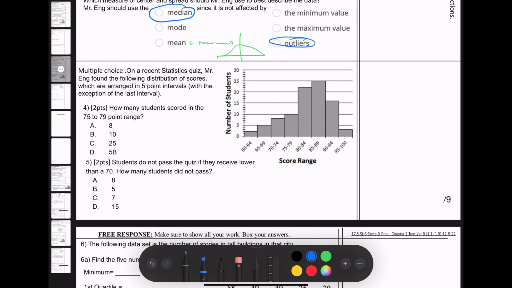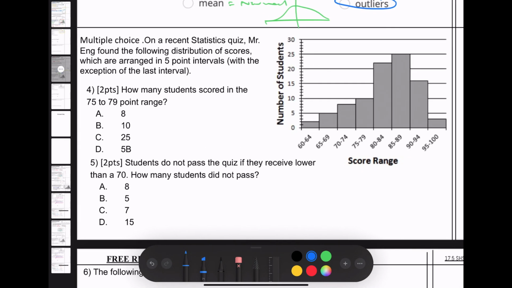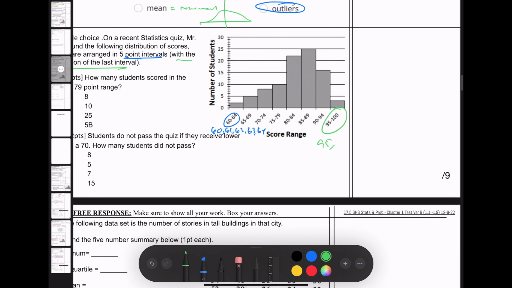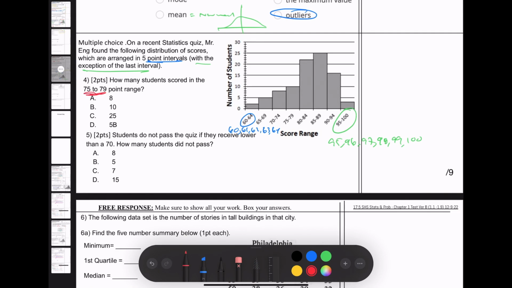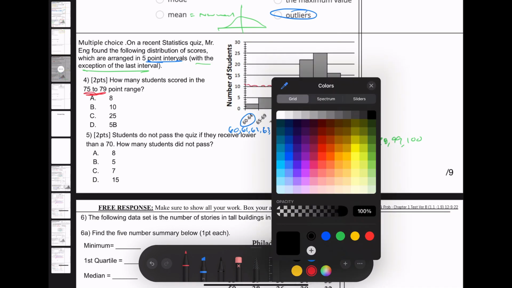On a recent statistics quiz, Mr. Ng found the normal distribution of scores, which are arranged in 5-point intervals, so this would be 60, 61, 62, 63, 64, and then with the exception of the last interval, this is 6 numbers. How many students scored in the 75 to 79 range? So here's 75 to 79. There's the number of students, and that would be 10, which would be B.